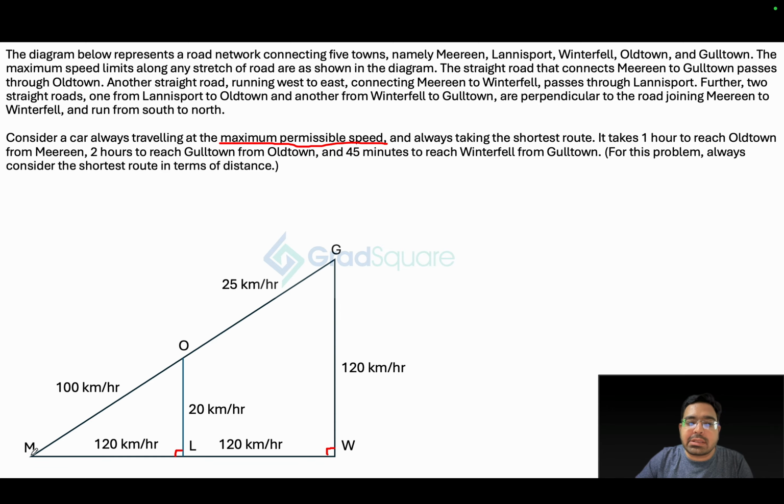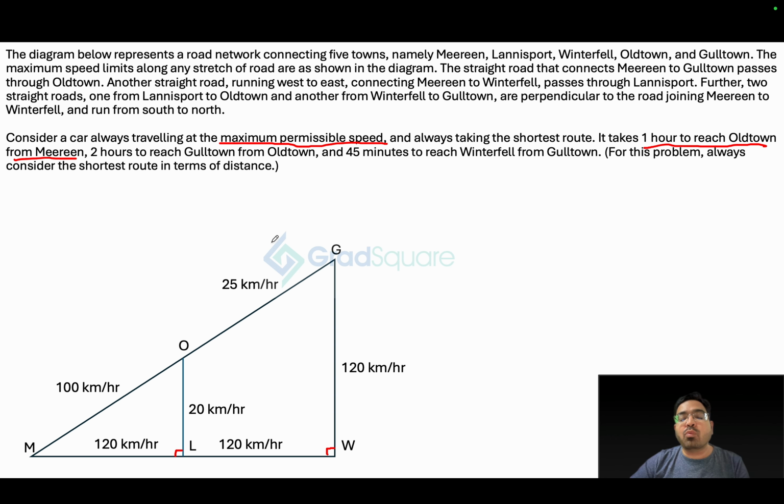So the maximum permissible limit between M to O is 100 kilometers per hour, O to G is 25 kilometers per hour, G to W is 120, and so on and so forth. So that is given to you. Now there is a bit more data given to you. It says that it takes 1 hour to reach O from the point M. What is the timing? It is 1 hour. The maximum permissible limit is 100 kilometers per hour, and you are traveling with the maximum permissible limit over here. Consider a car always traveling at maximum permissible limit, always taking the shortest route. It takes 1 hour to reach from M to O, as given in the question.